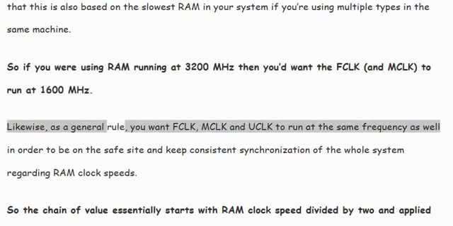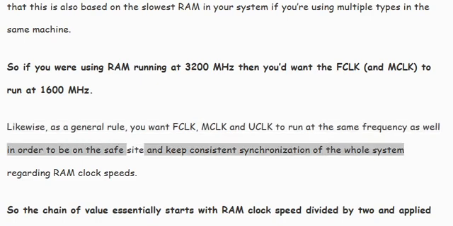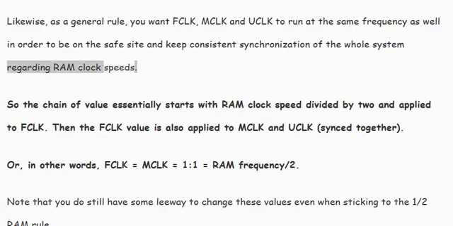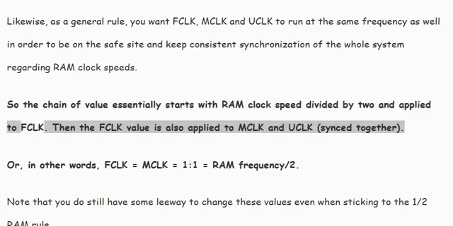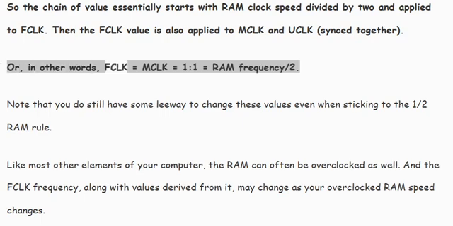Likewise, as a general rule, you want FCLK, MCLK and UCLK to run at the same frequency as well in order to be on the safe side and keep consistent synchronization of the whole system regarding RAM clock speeds. So the chain of value essentially starts with RAM clock speed divided by 2 and applied to FCLK. Then the FCLK value is also applied to MCLK and UCLK synced together. Or, in other words, FCLK equals MCLK equals UCLK equals RAM frequency divided by 2.